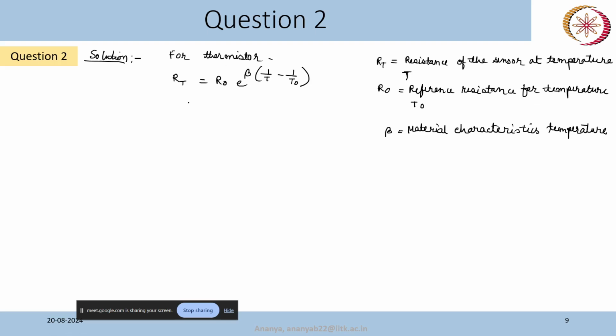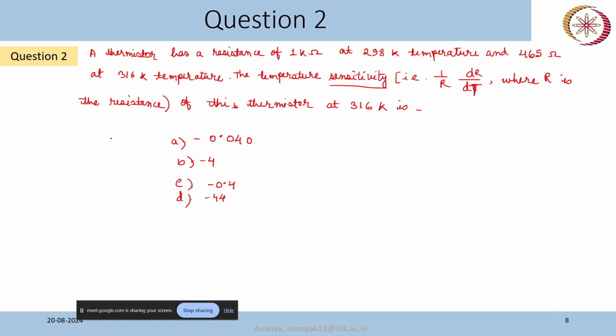Now a similar expression was given in the lecture note. I am just using these notations because it is a thermistor, where the resistance depends on the temperature. So in the lecture note the expression was given as S, the sensor output, is equal to S naught exponential beta m into 1 by T minus 1 by T naught. This is essentially the same relation. Now what is the information given to us?